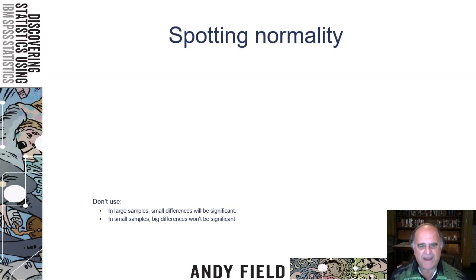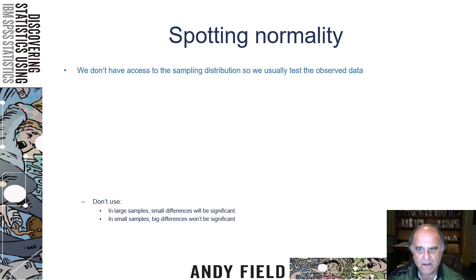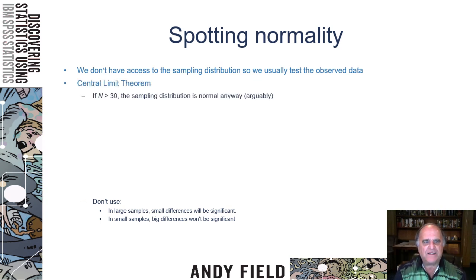So again, it's pretty easy to spot normality. We don't, of course, have access to the whole sampling distribution. By sampling distribution, we mean the sampling distribution of that statistic or parameter. So usually what we do is we test the observed data for normality. But again, the central limit theorem says if sample size n is over 30, the sampling distribution itself is normal anyway.